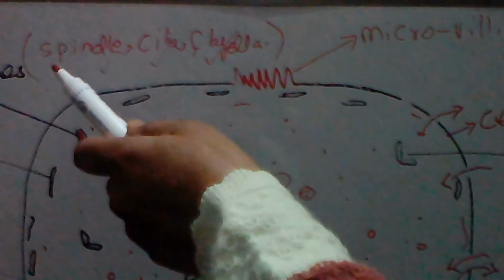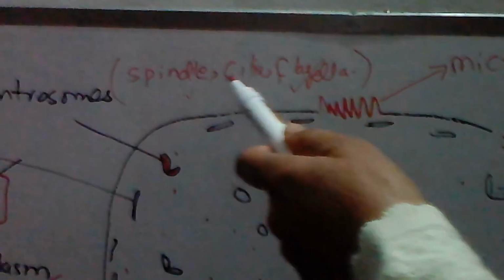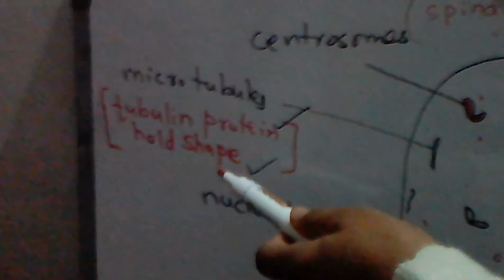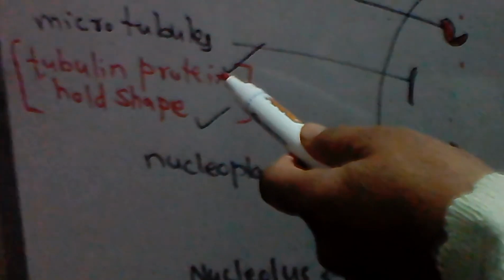Centrosomes are used for the spindle fiber formation, cilia and flagella formation, and microtubules enable the cell to hold the shape, having tubulin protein, and the microfilaments change the shape by actin protein. Lysosomes are digesting the food particles. Vacuoles are removing extra water in unicellular organisms, and they are also called contractile vacuoles. And the food vacuoles digest the food particles.